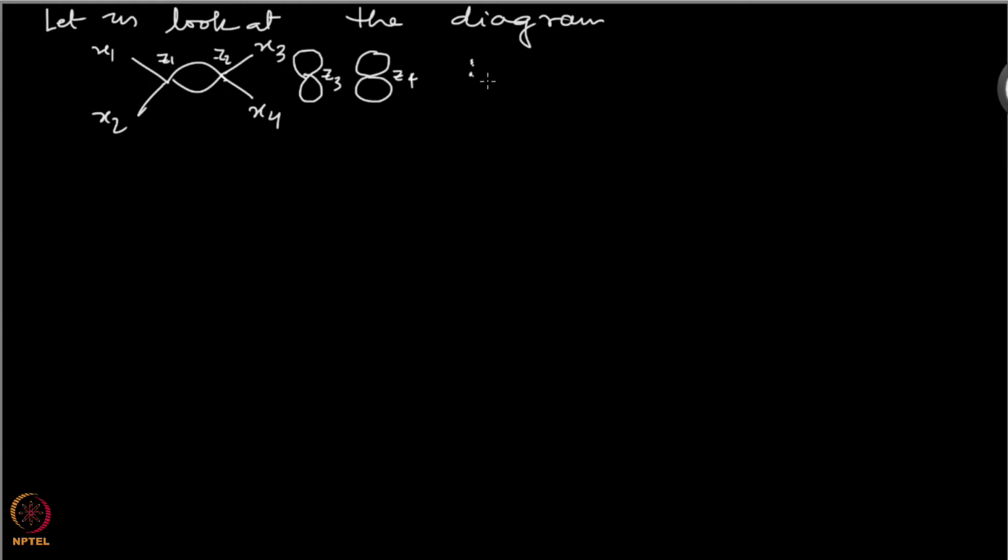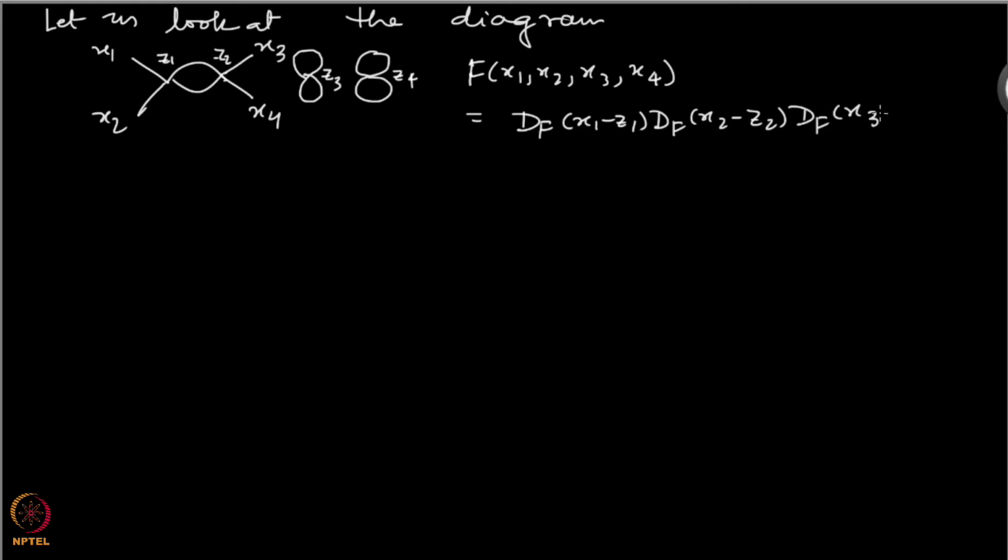Let me give it a name. Let's call it F, F of x1, x2, x3, x4. So this diagram I have given a name, which is F, and this is equal to D_F of x1 minus z1, so that takes this propagator, D_F of x2 minus z2, this propagator, and all the other ones, times D_F of z1 minus z2, and the second one also D_F of z1 minus z2, this one.